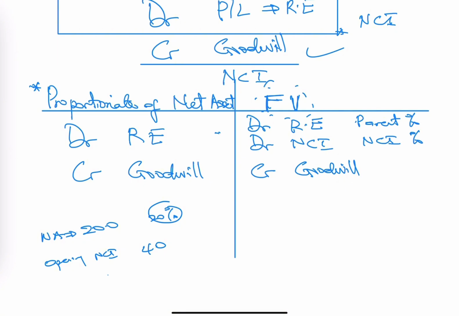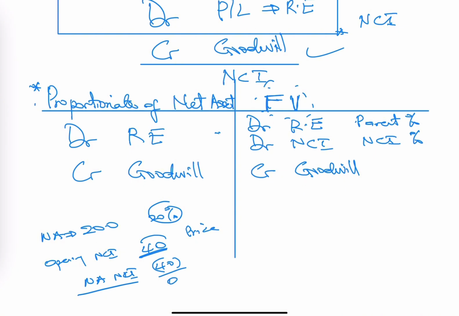Right? Then what is the net asset of NCI? The net asset of NCI is also 20% of 200, which is 40. So the fair value of NCI, I don't want to use the word fair value now, the price of NCI on acquisition is 40, because that's how it's been measured. It's measured at proportional of net assets. The net asset of NCI itself is 40, so goodwill is 0.